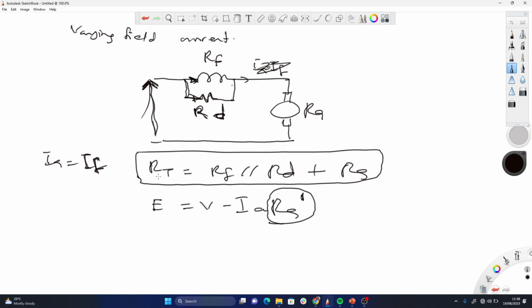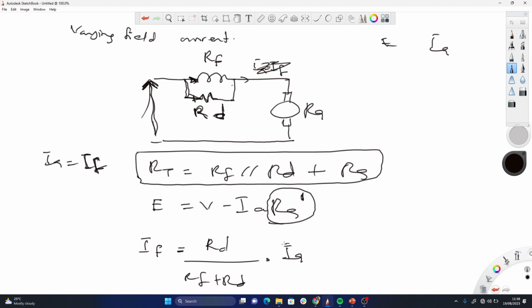This question is very similar to the question we just solved, except in the table we said we needed E, we needed IA too, right? So that's how you find the E. Now, how do I find my IF? I can use the current divider. So IF will be equal to RD over RF plus RD, times IA.